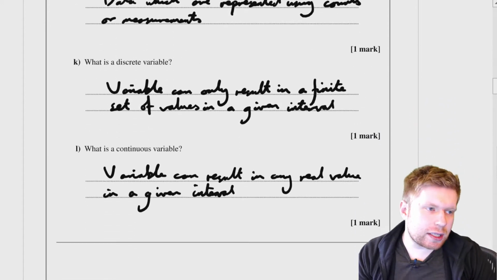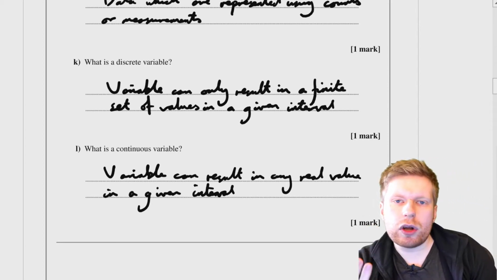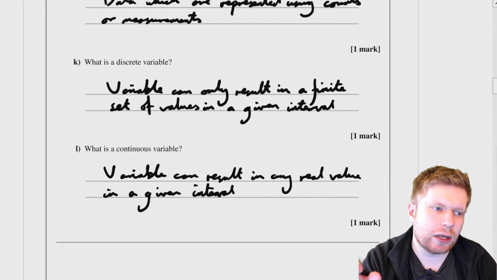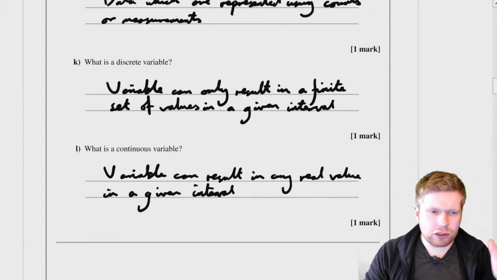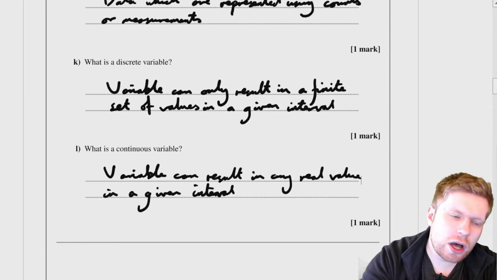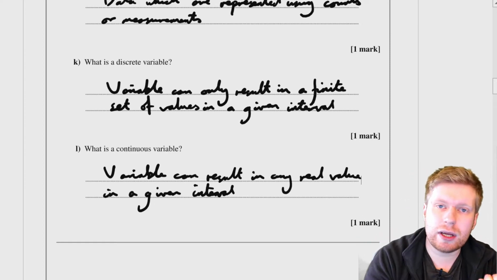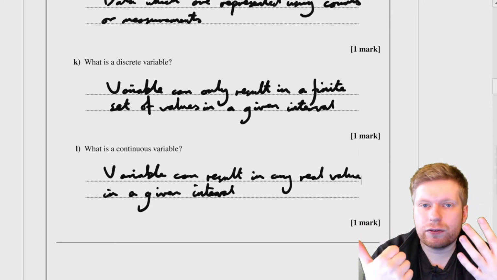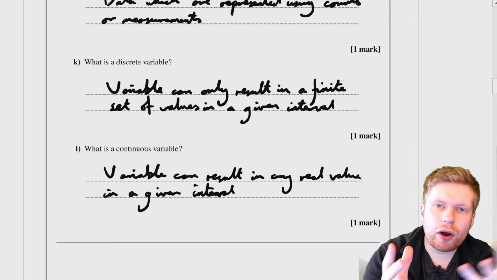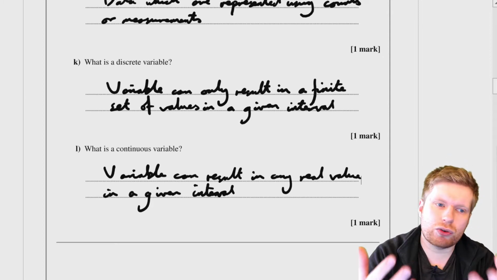Okay, discrete versus continuous variable. Well, a discrete variable is a variable that can only result in a finite set of values in a given interval. In other words, it's only going to take specific values. It can't take every single possible value. An example of this would be shoe size. In the UK, you can either have a size 3, size 3.5, size 4, size 4.5, size 5, size 5.5, etc. You can't have a size 3.1. So that would be an example of a discrete variable.